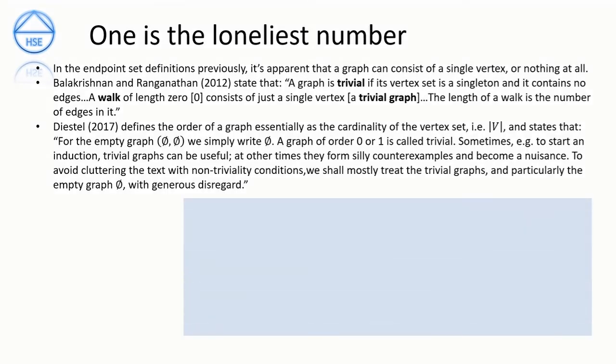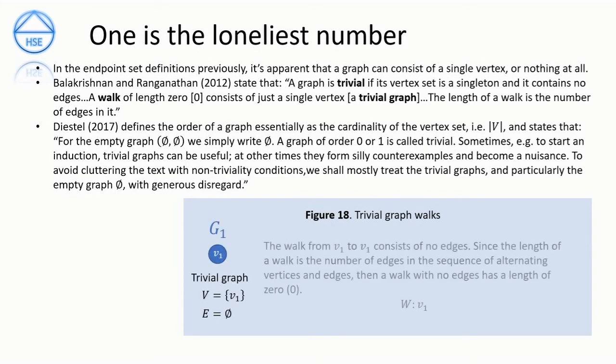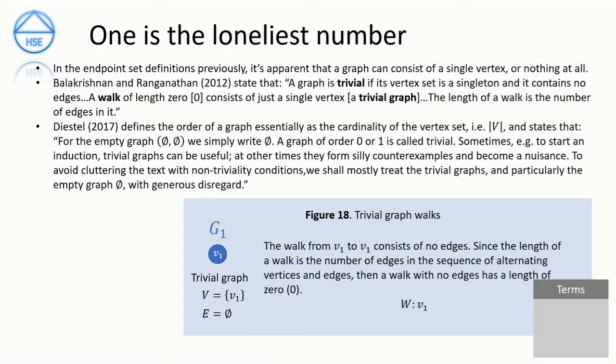Figure 18 shows a trivial graph G1 which has one vertex and no edges. The vertex set is a singleton and the edge set is empty, containing no elements. The trivial graph term is shown to the right of the slide in the grey term tile.